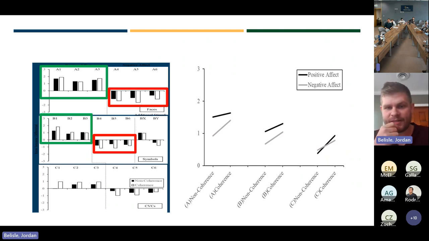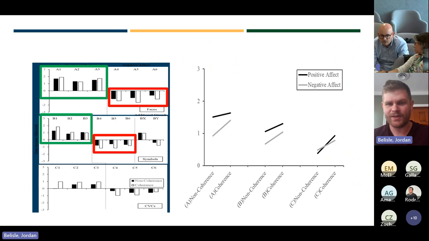What's interesting about this is that for 5 of 6 faces, greater valence in either positive or negative direction was observed for the coherence class. And so the happy faces were perceived as more positive for the coherence class, and the angry faces were perceived as more negative for the coherence class. So when we had relational coherence, the same faces were seen as a greater absolute value of emotional valence based on their relationships with arbitrary symbols and words.